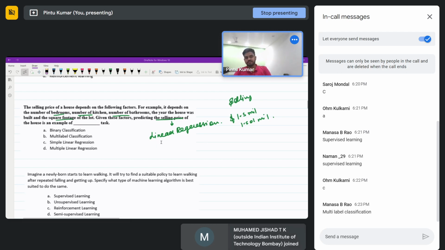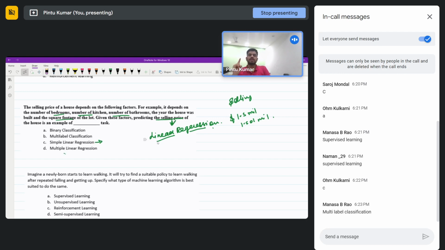So this is linear regression, and we want to predict only one value. That is, we want to predict only the selling price of the house. That's why it is simple linear regression. In multiple linear regression, you would have got more than one output, probably stacked together. Okay, now there is one more thing here.